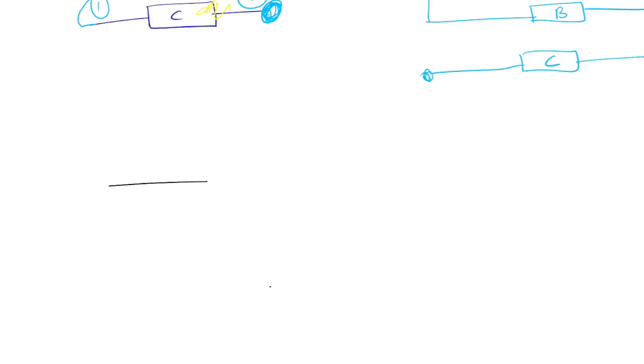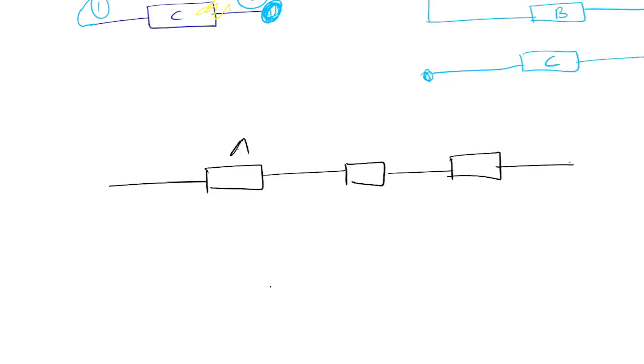First of all, in series combination, when the resistors are connected like this, whatever current flows through one resistor, the same current will flow through the other resistor. Let's say this is current I which is flowing through resistor A, the same current will flow through resistor B, the same current will flow through resistor C, and the same current will flow through any other resistor. But it should be in series.